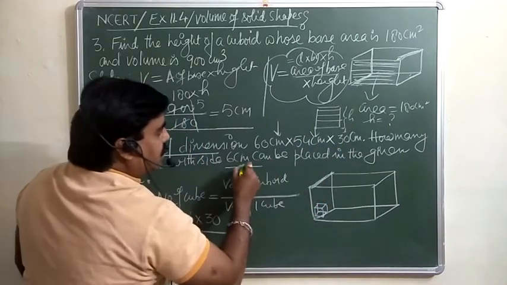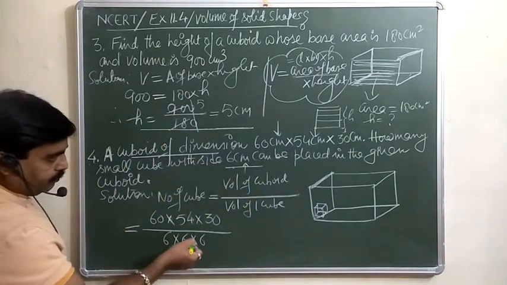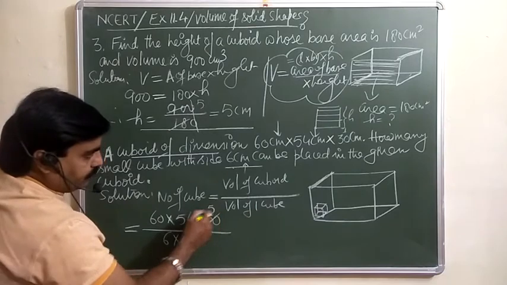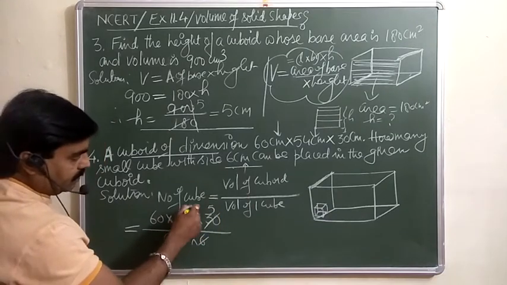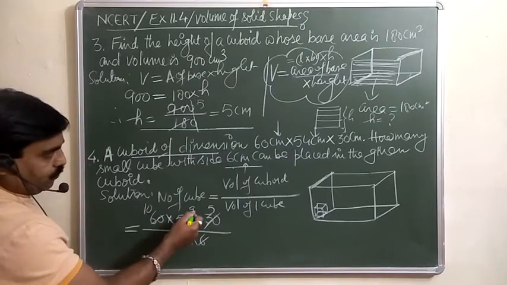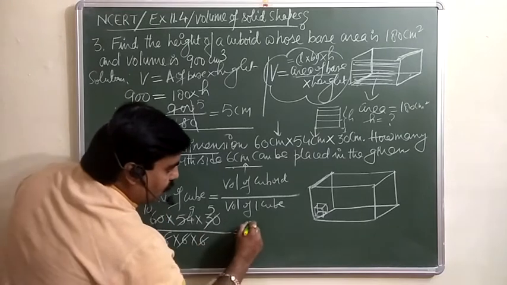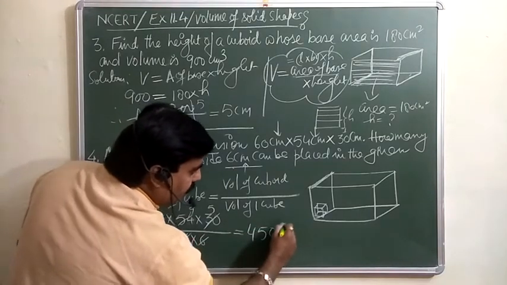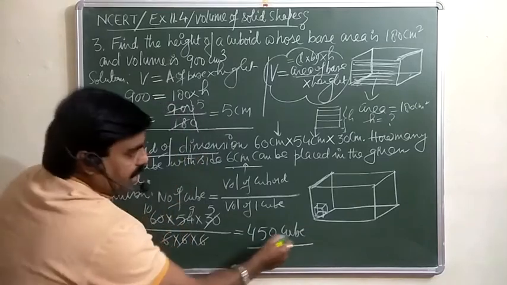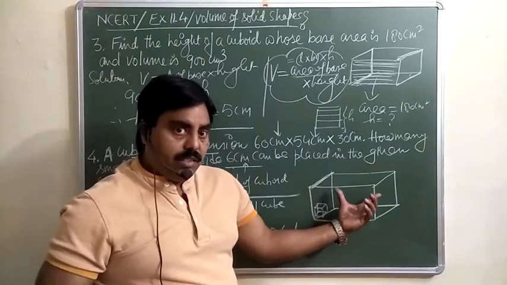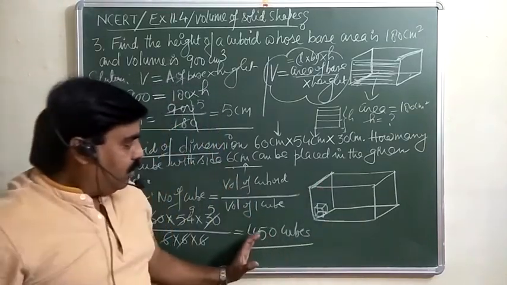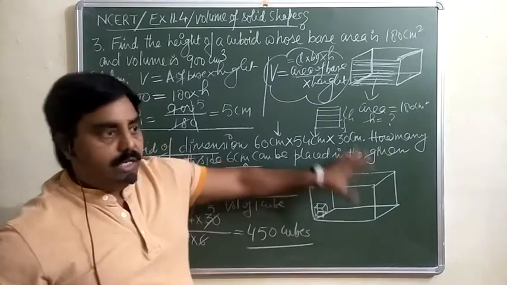Centimeter, centimeter and centimeter. So now 6 fives are, then 6 nines are, and 6 tens. So this is 9 fives are 45, into 10, that is 450 cubes can be accommodated in this cuboid. Inside this cuboid, we can put 450 cubes. Have a look.